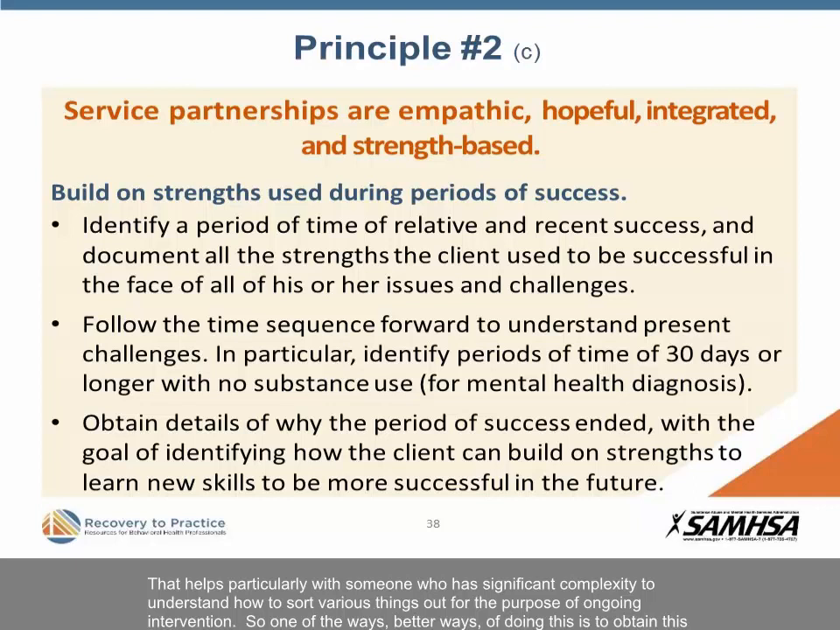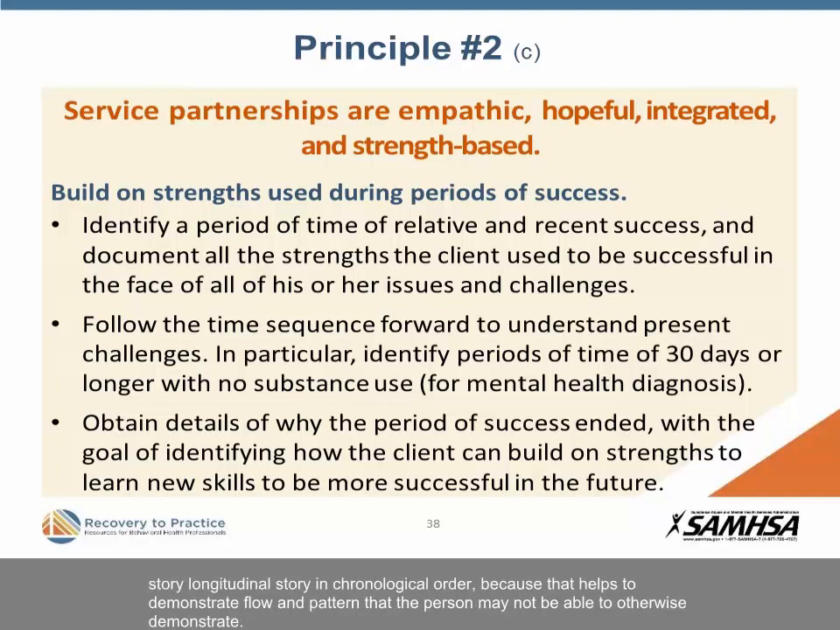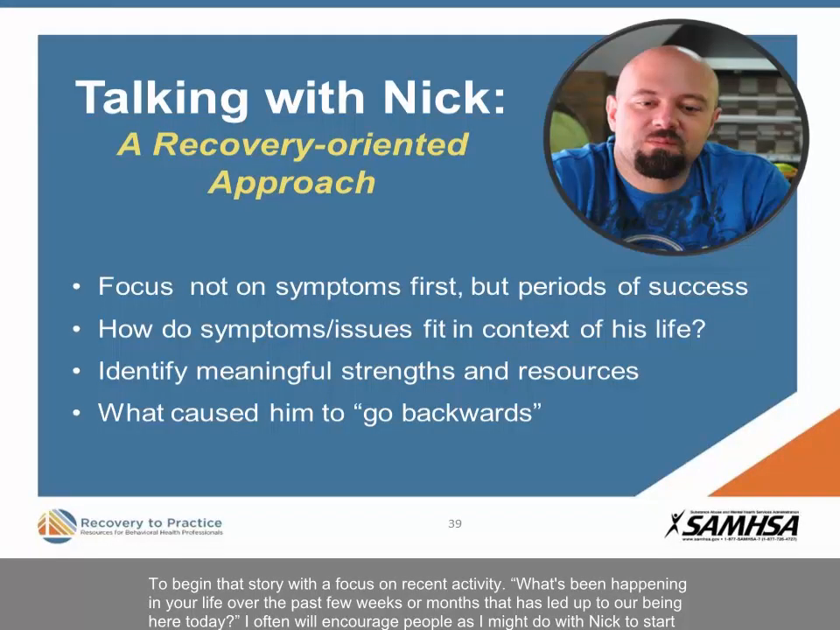And that helps, particularly in someone who has significant complexity, to understand how to sort various things out for the purpose of ongoing intervention. So one of the better ways of doing this is to obtain a longitudinal story, in chronological order, because that helps to demonstrate flow and pattern that the person may not be able to otherwise demonstrate. And to begin that story with a focus on recent activity. What's been happening in your life over the past few weeks or months that has led up to your being here today?